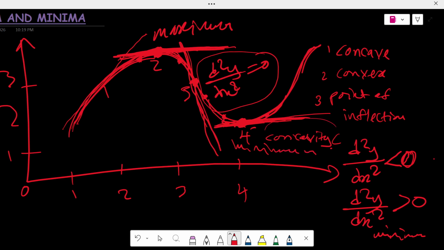and also concave here, then here it's convex, right? This is the point of inflection.